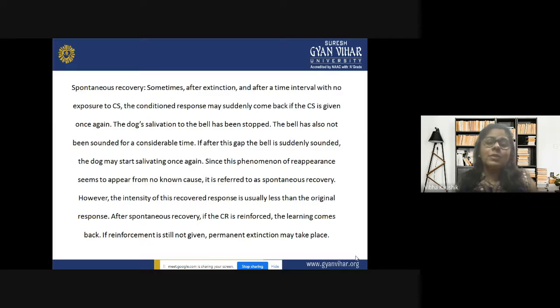So this concept is called spontaneous recovery. However, the intensity of this recovered response is usually less than the original response, meaning the amount of salivation will be less than the amount the dog gave at the earlier time. After spontaneous recovery, if the CR is reinforced, meaning the dog salivates and we are reinforcing the conditional response, then what will happen?